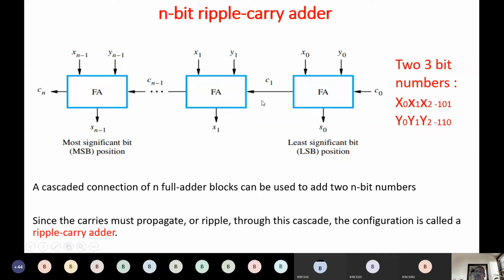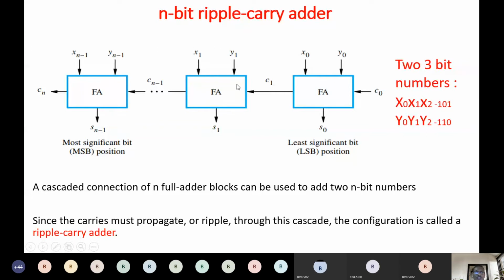10 full adders. And remember, each full adder will be adding only one bit, and it will give the carry out to the next full adder. That will add the next pair of bits, along with the carry in, and gives a carry out to the next pair. That becomes the carry in for the next pair, and so on. So remember, this is an n-bit ripple carry adder.